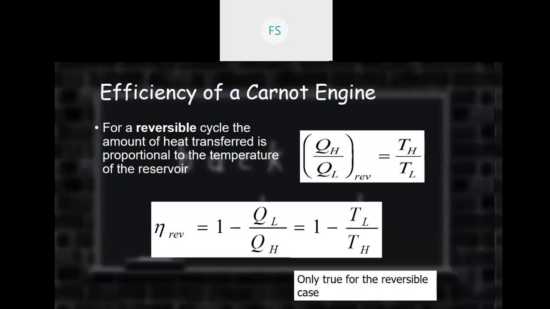Okay. For the reversible case of the Carnot heat engine, the thermal efficiency can be determined by using both equations, 1 minus QL over QH or 1 minus TL over TH. If, on the other hand, the heat engine is not Carnot, then the thermal efficiency can be determined by using 1 minus QL over QH only. And please remember that.